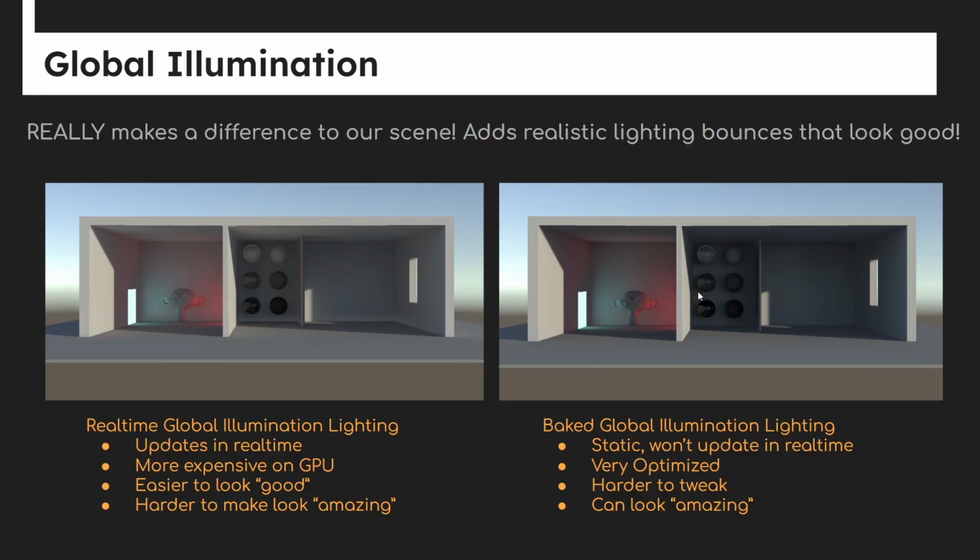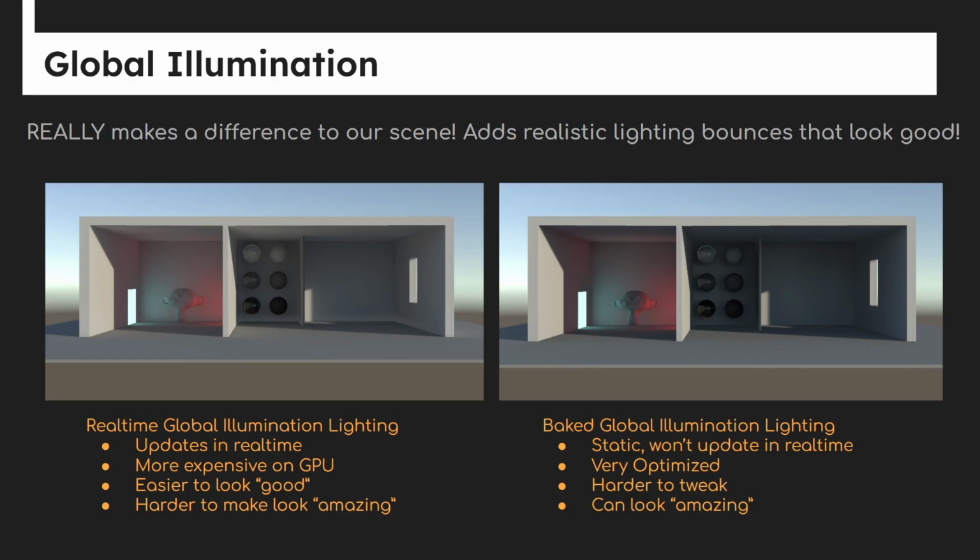So this was the example of global illumination, which really makes a difference in our scene. We have real time on the left, and then global illumination baked on the right. And so the ups and downs of both, we have real time, which is obviously updating in real time. It's good for a day-night cycle, for example. It is a little more expensive on the GPU. It's easier to make it look good, but it's harder to make it look amazing, right?